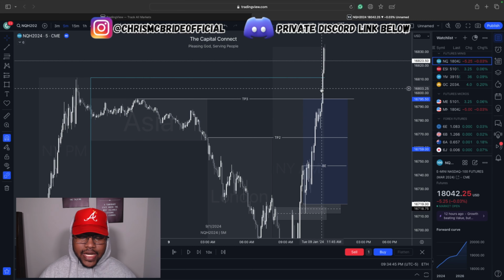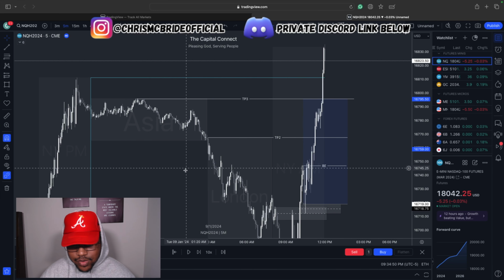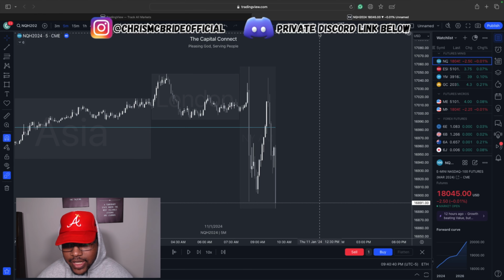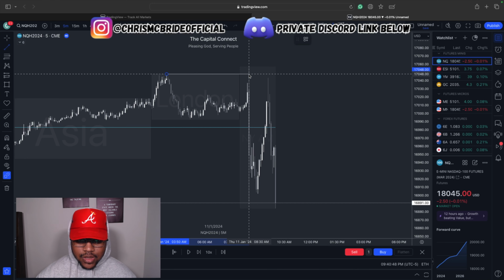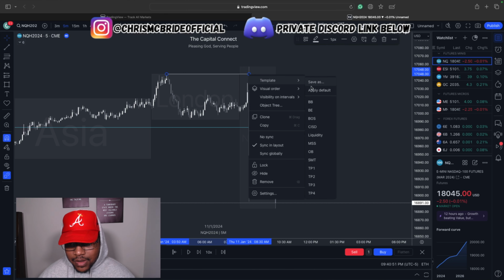So let's go ahead and get into a bearish example now that I've shown you guys two bullish examples. All right, so for our final example, guys, we're going to be going over a bearish setup. So what is the first thing we're looking for? As always, we are looking for a liquidity sweep. We can see that we get a liquidity sweep right here. Right, we sweep London's high.